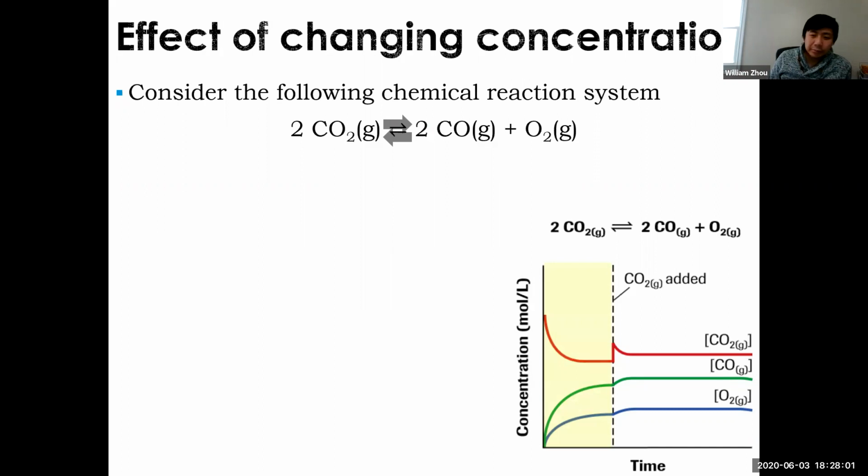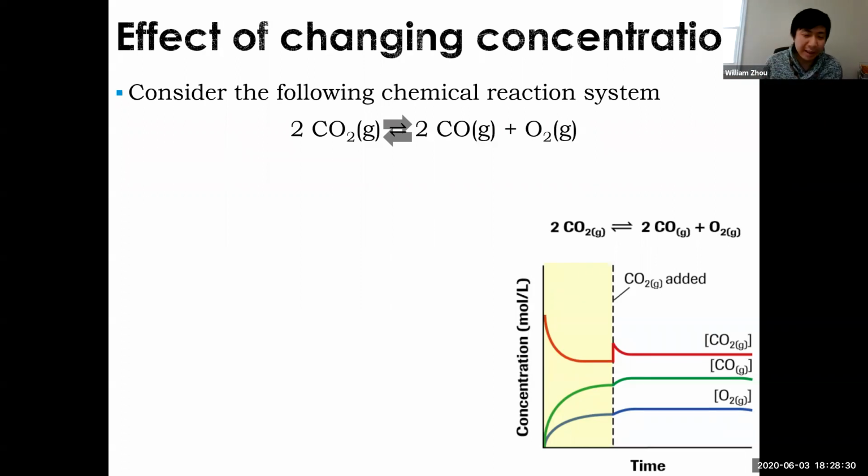In the beginning, if you look at the graph, the yellow part, you have all carbon dioxide, no products. So the carbon dioxide will start to break down, and the rate will slow and slow until it reaches 0. And the products will increase and increase until the rate of change reaches 0. And then you reach equilibrium. You have 3 different concentrations at equilibrium.